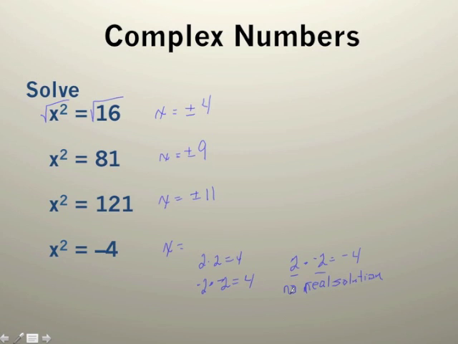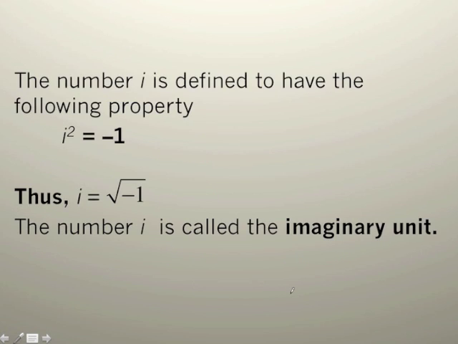And that's where we get into our next topic. The number i is defined to have the following property. i squared equals negative 1. Thus, i equals the square root of negative 1, and this is called the imaginary unit. As I said on the last slide, that equation had no real solution. Now we get into imaginary solutions.